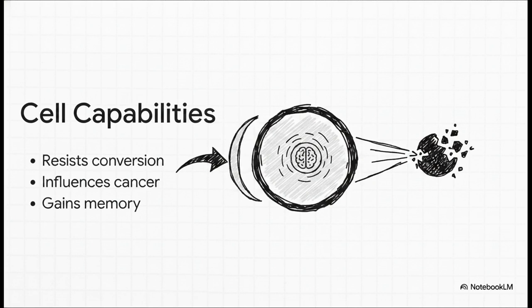If exposed, they suddenly gained a probability of fighting off that conversion. Second, active influence. They were allowed to actually kill or reprogram the adjacent cancer cells themselves. And third, and this is the absolute game changer, memory. When a healthy cell encountered cancer, it gained memory from that specific interaction. And that memory cumulatively increased its resistance and its influence over time.